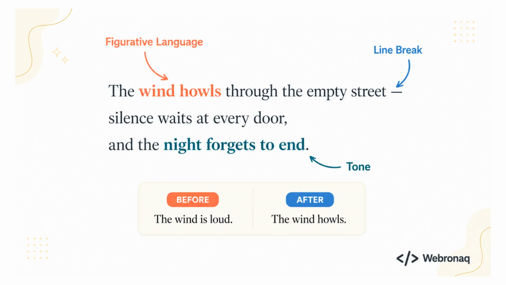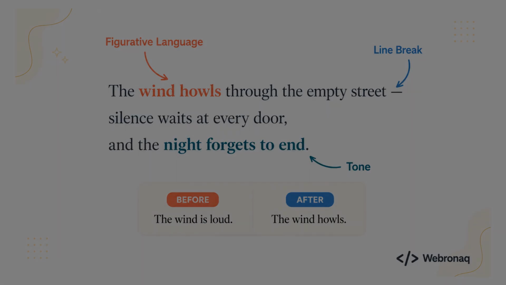Next, pay attention to line breaks. Where a line ends is a decision. A poet might break a line mid-thought to create tension, or to make you pause. Then listen for tone. Is the speaker angry, gentle, lost, hopeful? Tone is the emotional color underneath the words. Put all three together, figurative language, line breaks, and tone, and a poem's meaning becomes much clearer. In the next slide, we bring everything together with a simple decoding strategy you can use on any imaginative text.